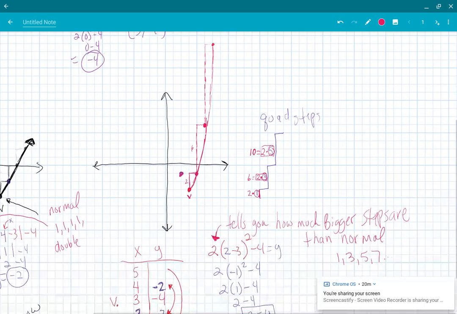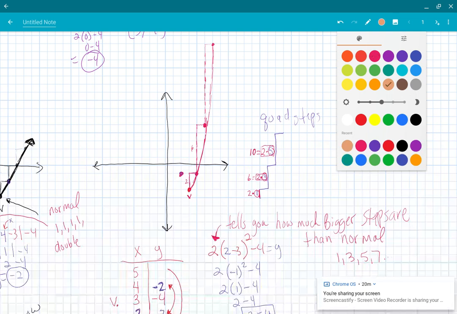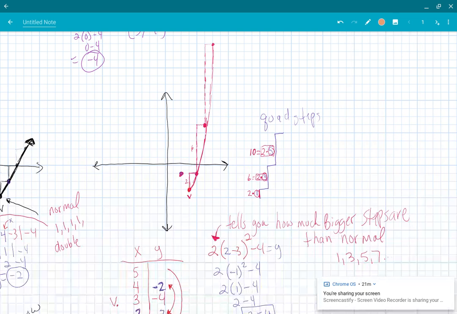I graphed the left side, now I got to graph the right side. So I still do my little steps. 2, and what's the next one going to be? 6, and then the next one's going to be 10. Now I know it's hard for you to graph if you don't have graph paper, but at least what you should do is write yourself the numbers. 6, 10. Okay.